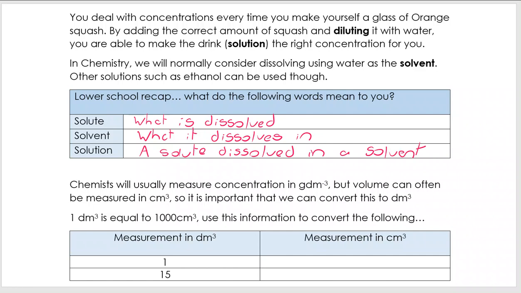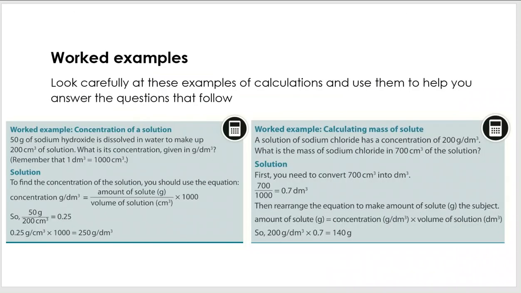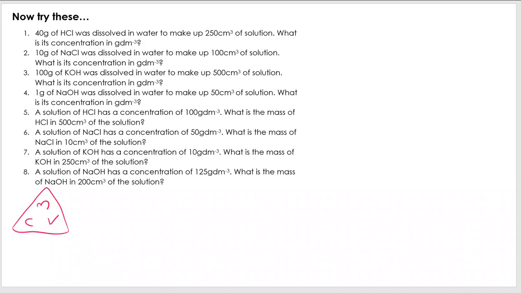And if I want to convert my decimetres cubed to centimetres cubed, I'd multiply by 1,000. So 1 decimetre cubed is 1,000 cm cubed, and 15 decimetre cubed is 15,000 centimetres cubed. Couple of worked examples here for some calculations. We've seen the triangle, and we're going to have a go at using that to do these examples. So I've put the triangle down there to help you again, but have a go at each of these questions and see how you do.